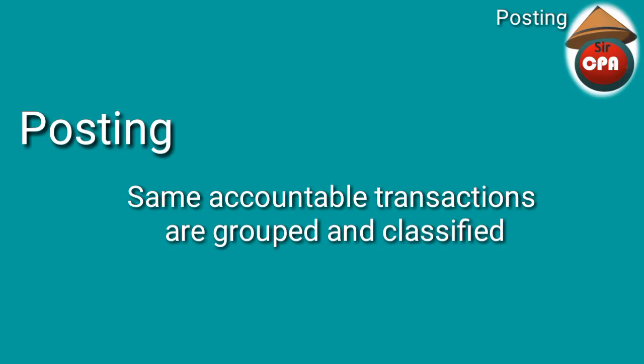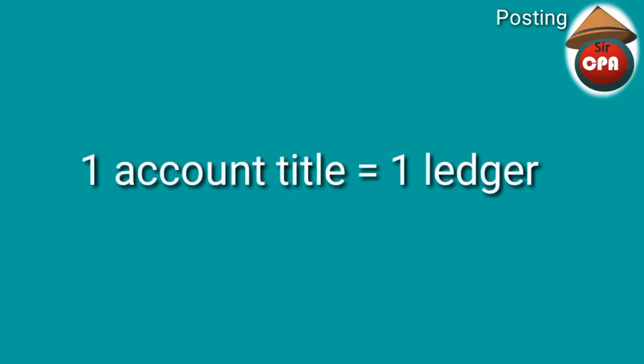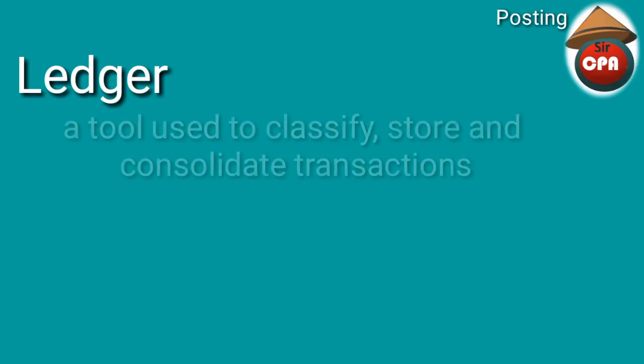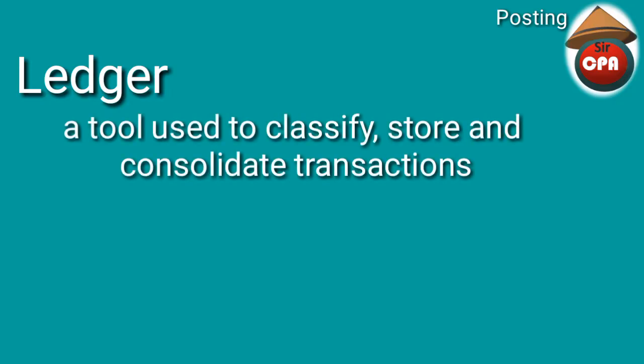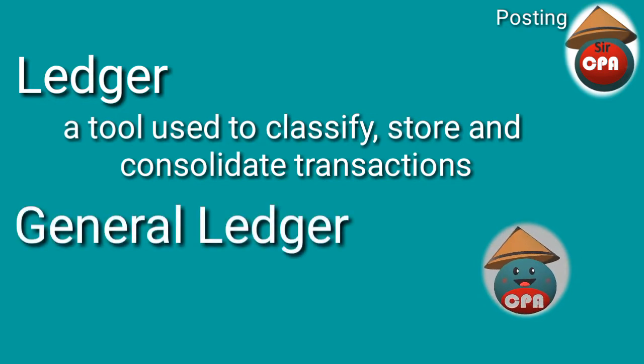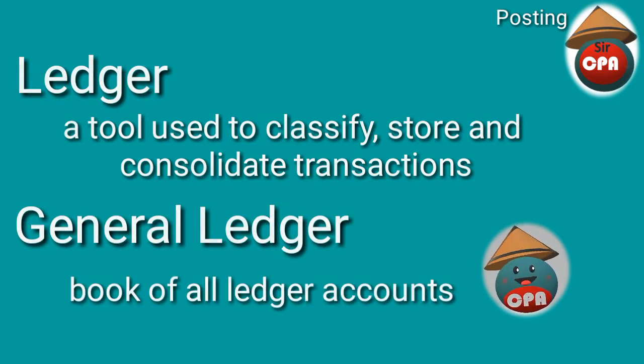Tama? At makikita natin yan sa cash ledger. Lahat ng account titles ng isang business o sa ibang sabi, lahat ng accounts sa chart of accounts ng business may kanya-kanyang ledger. Kung ilan yung account titles sa chart of accounts, ganun din yung bilang ng ledgers na mine-maintain ng business. By the way, ledger is a tool used to classify, store, and consolidate transactions, while the general ledger is the book of all those ledgers.